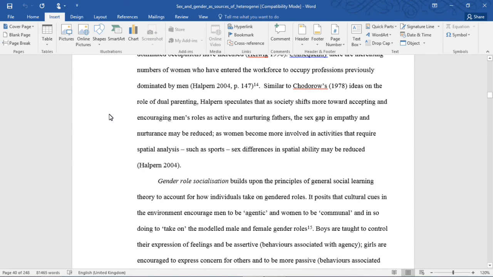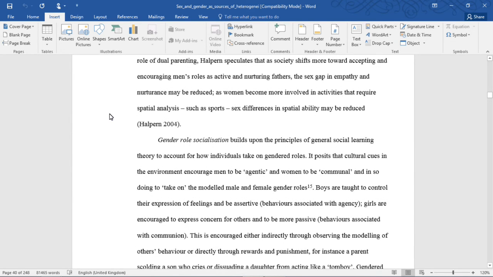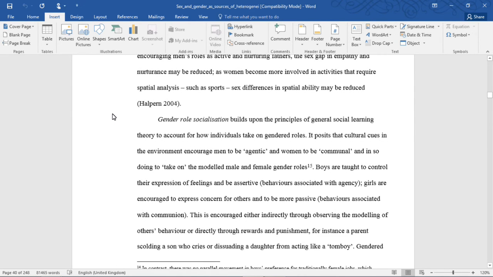Similar to Chaudhry's idea on the role of dual parenting, Halpern speculates that as societies shift more toward accepting and encouraging men's roles as active and nurturing fathers, the sex gap in empathy and nurturance may be reduced. As women become more involved in activities that require spatial analysis, such as sports, sex differences in spatial abilities may be reduced.